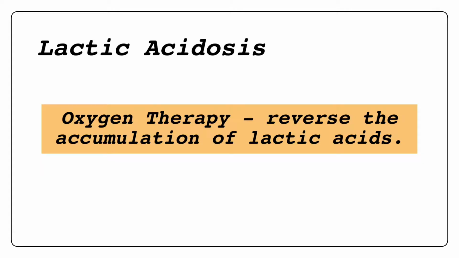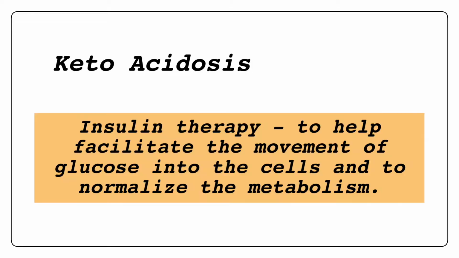Knowing what causes the metabolic acidosis, we'll be able to know how to appropriately treat the patient. For example, for lactic acidosis, we will give oxygen therapy to reverse the accumulation of lactic acid. Now, if it is caused by ketoacidosis, the patient will be given insulin therapy to help facilitate the movement of glucose into the cells and to normalize the metabolism.